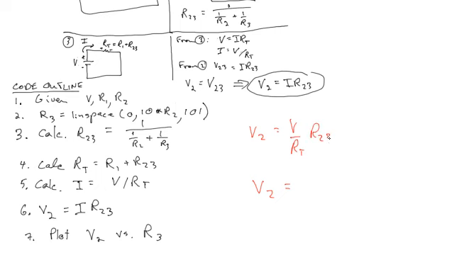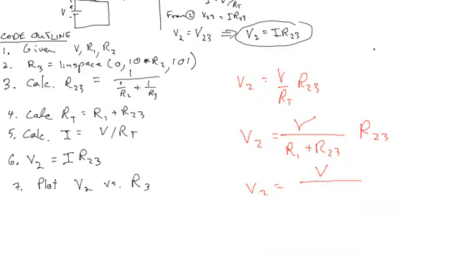As R23, and this is V over R1 plus R23 times R23. V2 is equal to V over R1 plus... let me give myself a little more room here. I'm going to divide top and bottom by R23, so I get R1 over R23 plus 1. And I think I can see it from there.